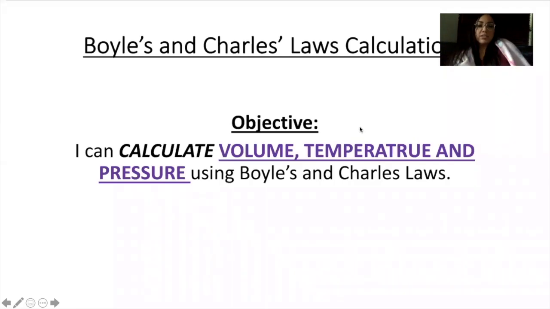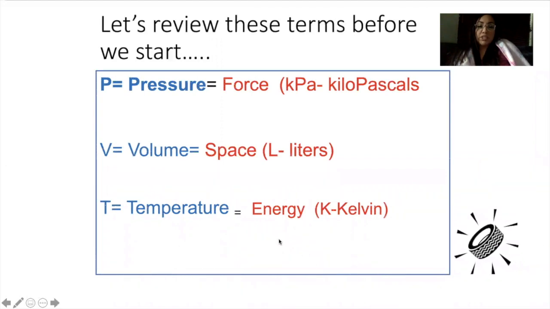Hi guys, so today's the day we're going to try to apply some of these principles to calculate volume, temperature, and pressure. So we've only looked at Charles's and Boyle's law so far, so those are the two we're going to focus on today. It's very, very simple, nothing like stoichiometry. So before we start, just remember that P, V, and T stand for pressure, volume, and temperature.